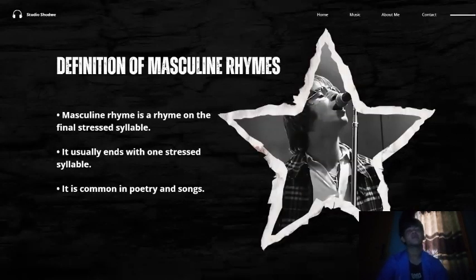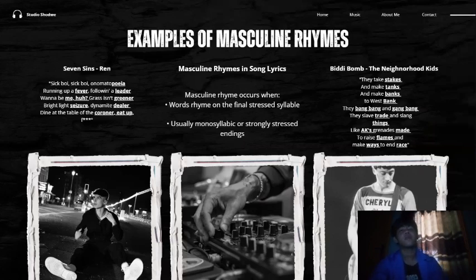And the second is masculine rhyme. Masculine rhyme is a type of rhyme that occurs on the final stressed syllable of words. This means the stress is placed on the last syllable, and the sound matches another word. Masculine rhyme is commonly used in English poetry, songs, and literature to create rhythm and emphasis. Masculine rhyme can also be found in song lyrics. In songs, masculine rhymes are often used to create strong rhythm and emphasis, especially in rap and spoken word music.